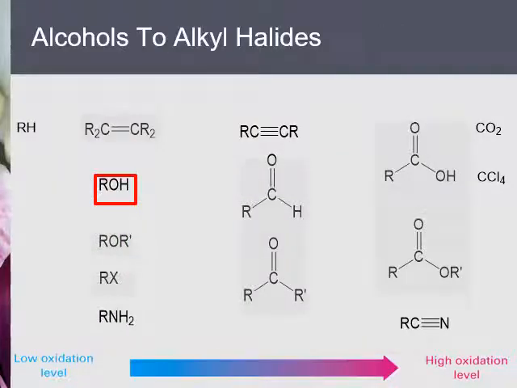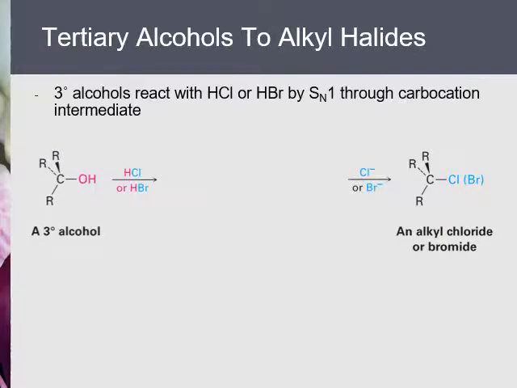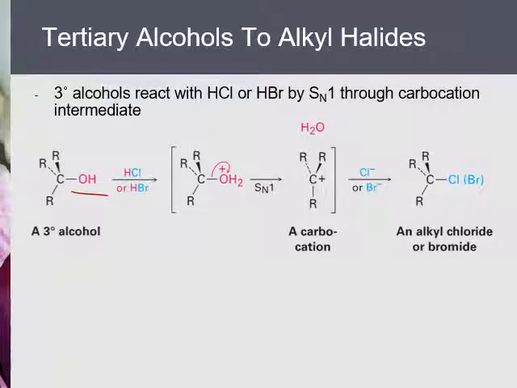First, we go over the substitution reaction to alkyl halides. I hope you still remember the preparation of alkyl halides from alcohols. A tertiary alcohol reacts with hydrogen chloride, hydrogen bromide, give you the product. The reaction is SN1 mechanism. First, the poor leaving group hydroxide is converted to a better leaving group water. Leaving group leave give you the carbocation, followed by nucleophilic addition give you the substitution product.